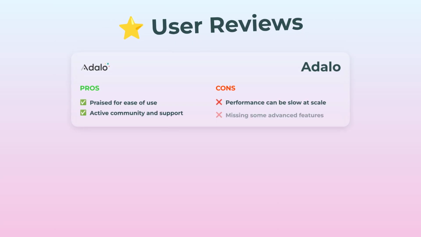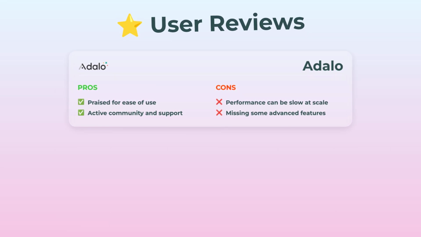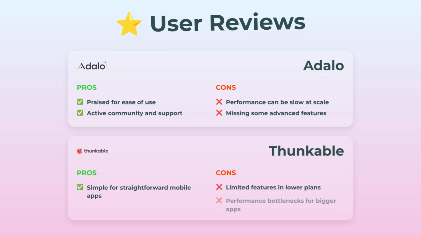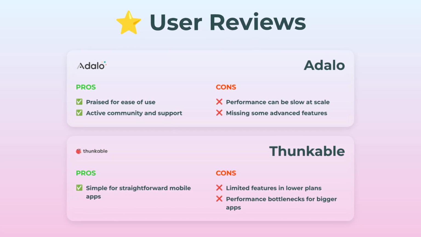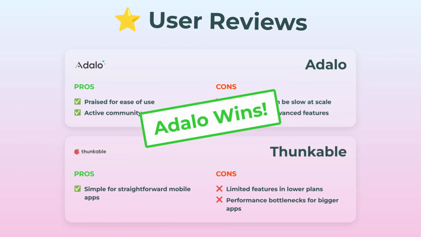Alright, user reviews, what are people actually saying? Adalo gets a lot of love for being super easy to use and having a vibrant community. Of course, it's not all sunshine. Some folks mention performance getting sluggish at scale or missing really advanced features. Thunkable is praised for being simple for quick mobile projects, but there are complaints about limited features in entry-level plans and some performance headaches for bigger apps. So Adalo just squeaks by as the crowd favorite.